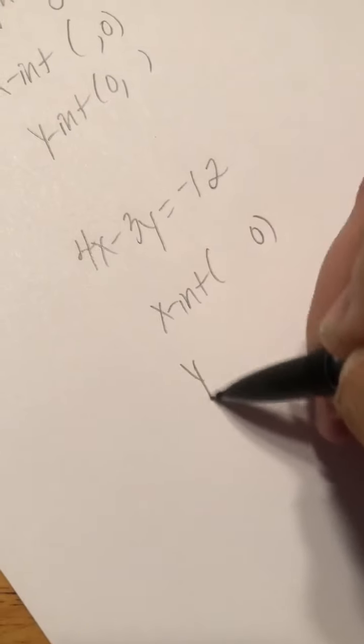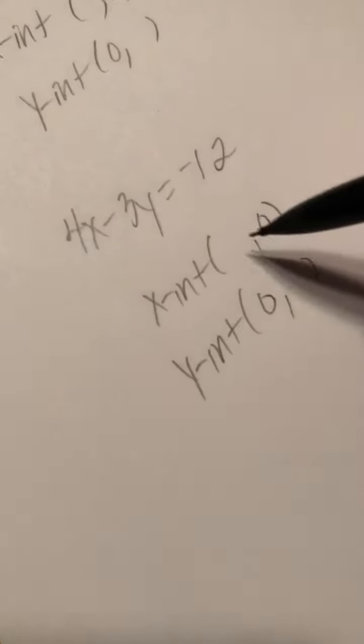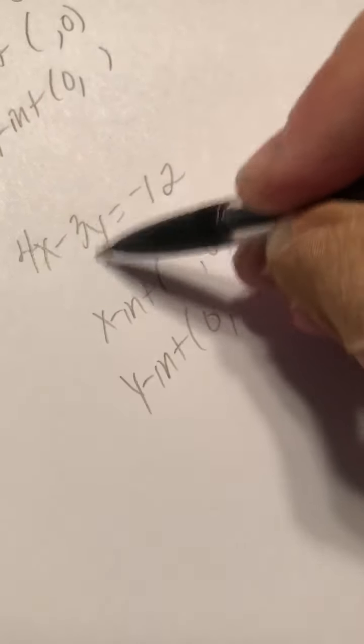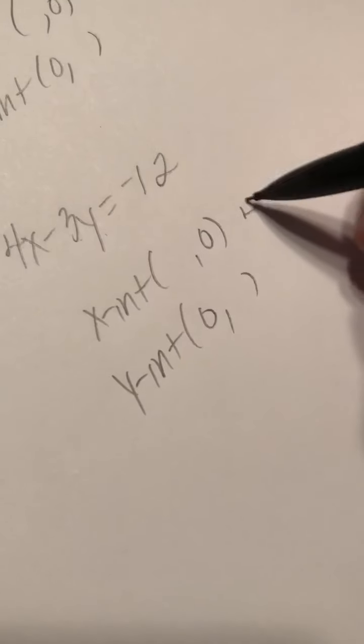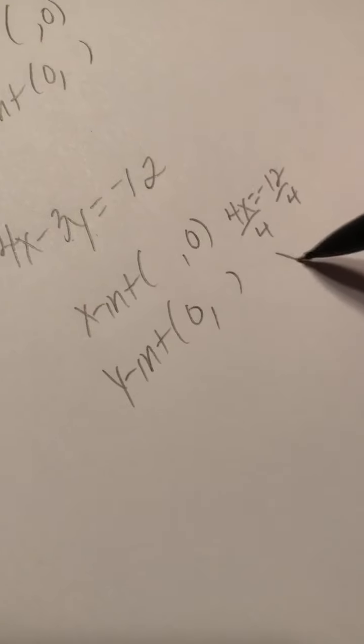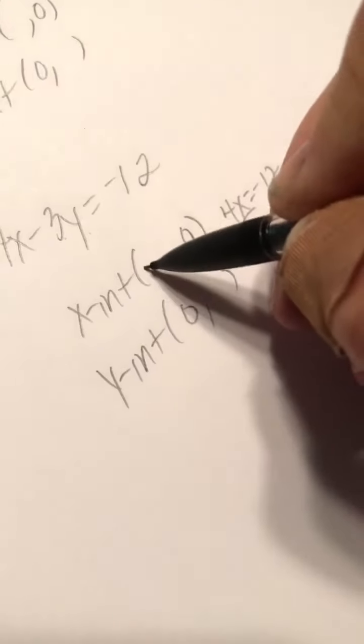X-intercept, y-intercept. And then you do exactly that. And I need to see a little bit of work. So we plug 0 in for y. Well, 0 times anything is 0. So we're left with 4x equals negative 12. Divide, and x equals negative 3. Make sure you're putting that in an x spot.